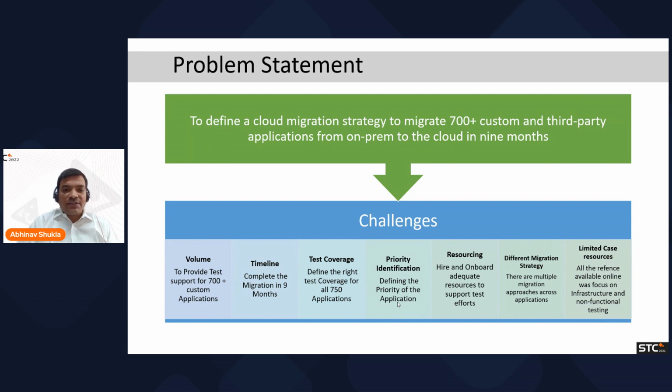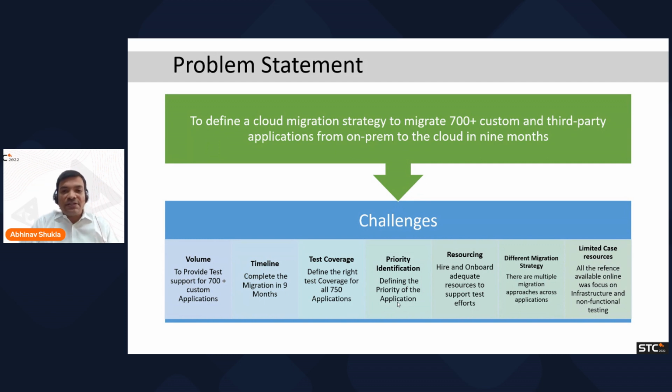The first challenge at the start was that the volume of applications is really high. We have 700 plus applications to support. Another thing is that we have different categories of applications. Some belong to the sales organization, some to the HR organization, and some to our corporate organizations. So we have different categories of applications belonging to different organizations. The next challenge was the timeline. We have a very strict timeline: we have to move our data centers completely from on-prem to the cloud in 9 months.